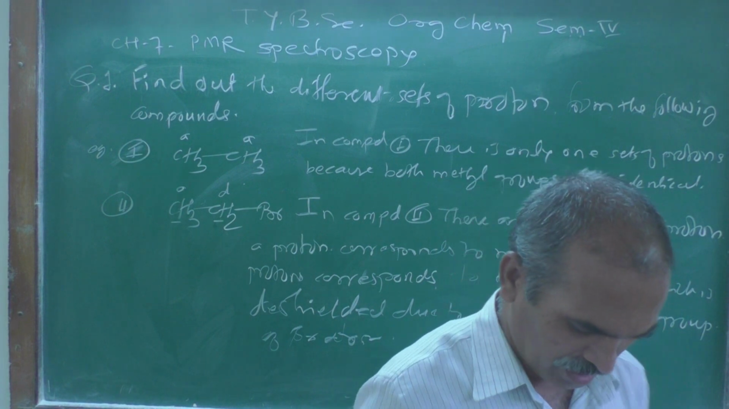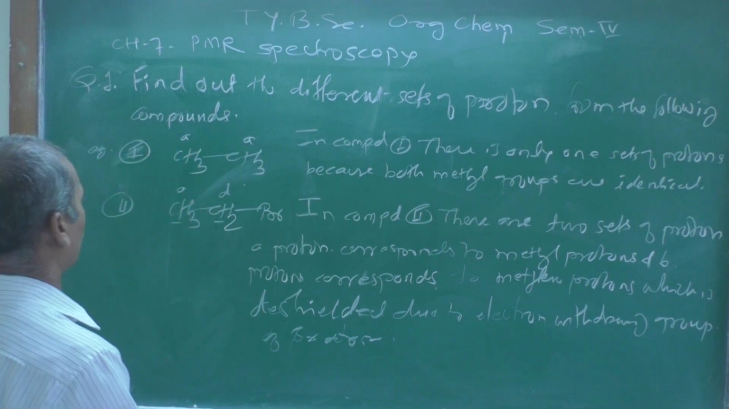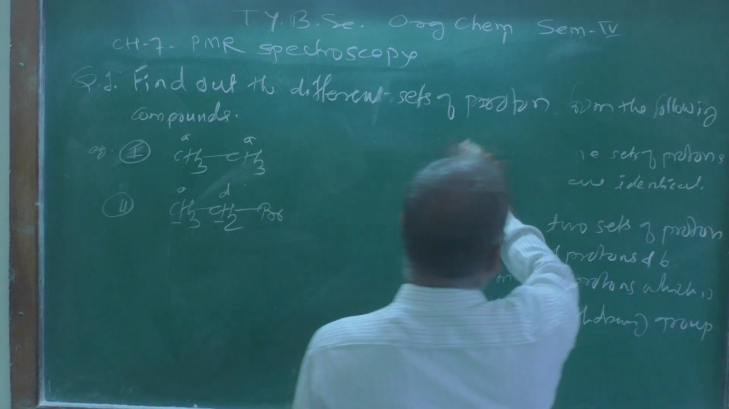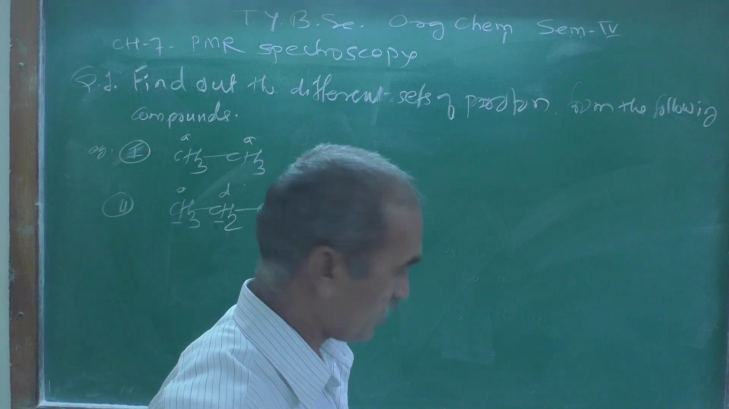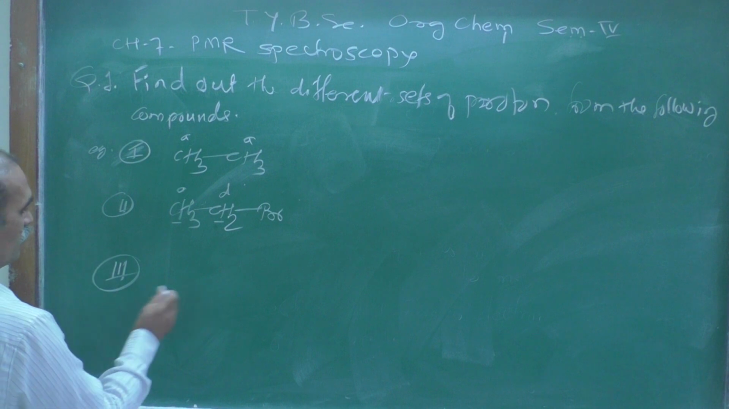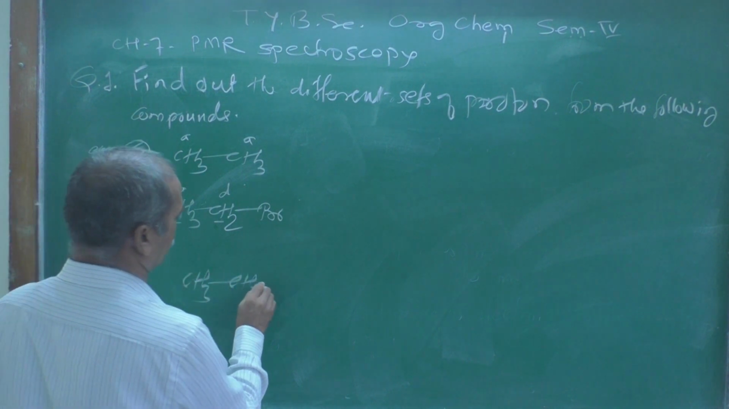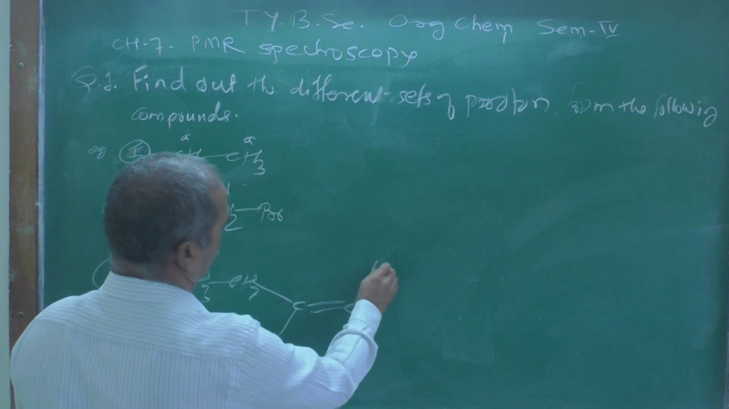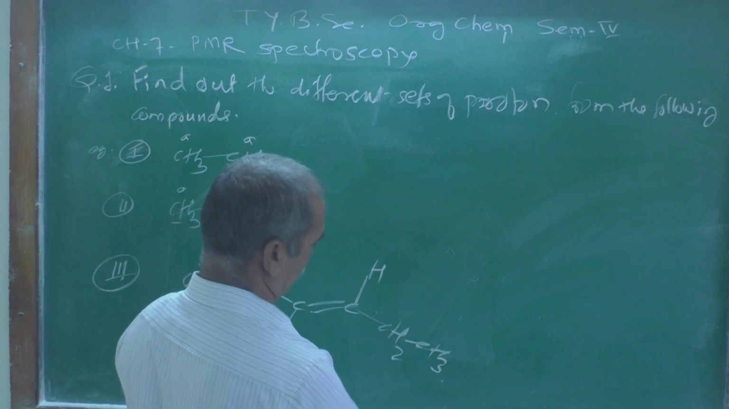Now is the compound number 3. Let us see structure number 3 over here. Let me clean this board so that we can write only the structure number 3 over here. Here is CH3 CH2, then C double bond C with H, here also H, then CH2 and CH3.